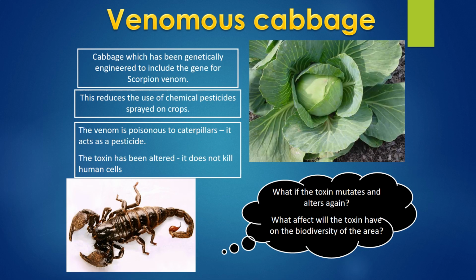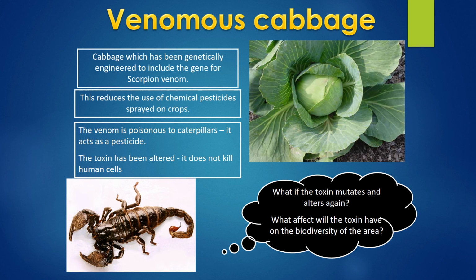This one I love, the venomous cabbage. A cabbage that has been genetically engineered to include the venom from scorpions. Anyone want to eat that? I mean, not many people want to eat cabbage as it is. I quite like cabbage. So this has got venom in it, and the point is it stops things like caterpillars and slugs eating the cabbage while it's growing.